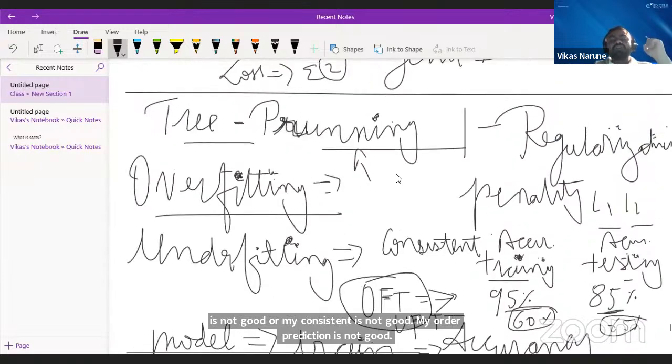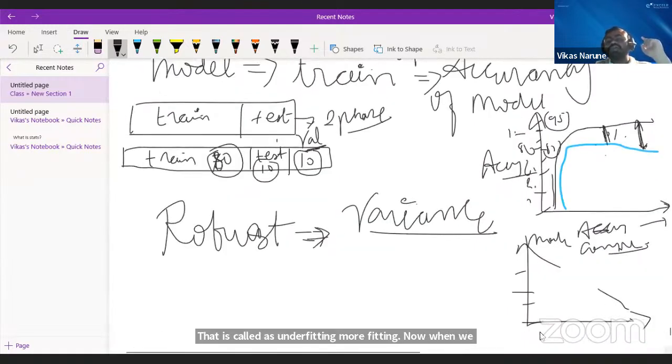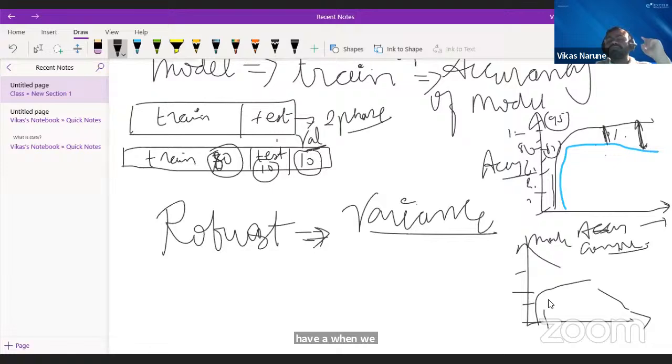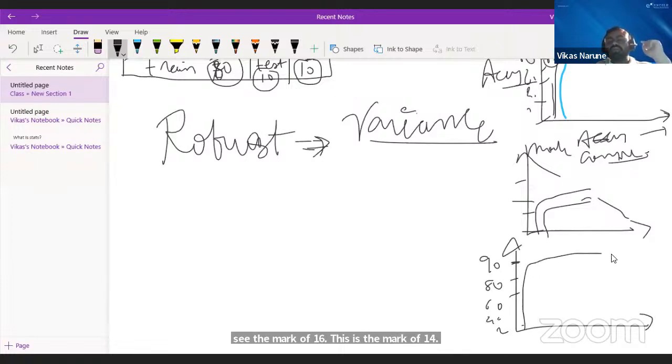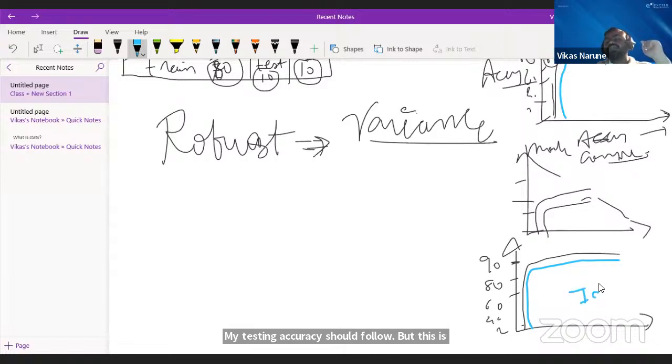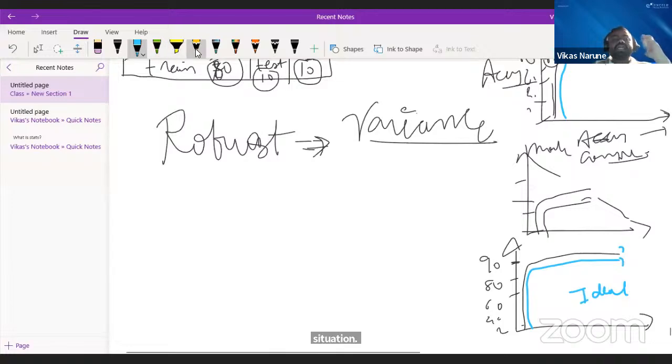Now, from a graphical point of view, guys, it will be like this. What is my ideal situation? If this is a mark of 90, this is 80, this is 60, this is 40, this is 20. My ideal situation should be this way: if this is my training accuracy, my testing accuracy should follow very closely to it. So this is the ideal situation. Both the accuracies are going hand in hand, right? This is what the model's idealness should be.